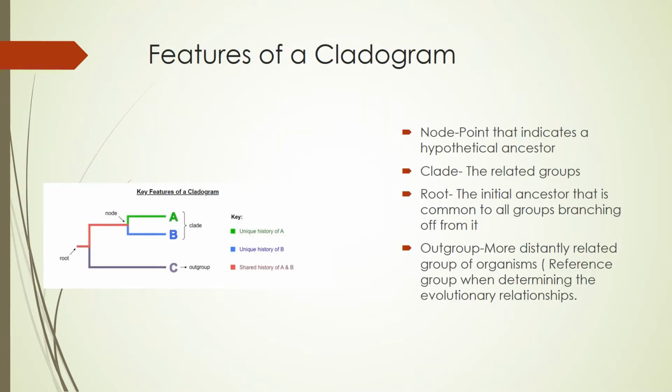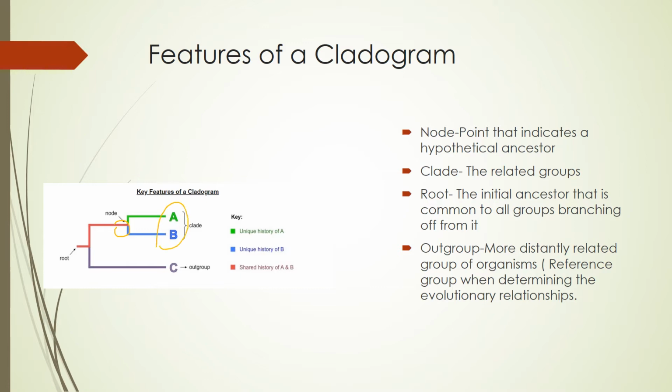Now that we know what a cladogram is, we will look at the features of the cladogram. We will start with the node. The node is the point that indicates a hypothetical ancestor. It is this point right here. Then we will move on to the clad. When I think of a clad, I'm thinking of a group of friends or a group of people who have something similar with me. It's very much the same concept.